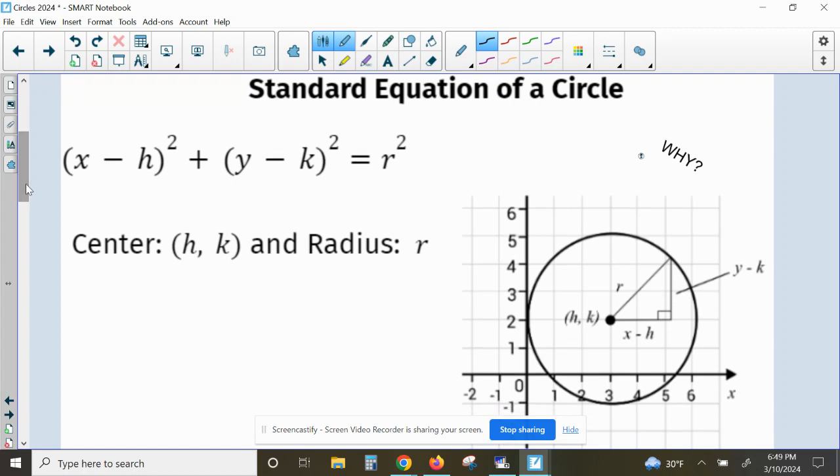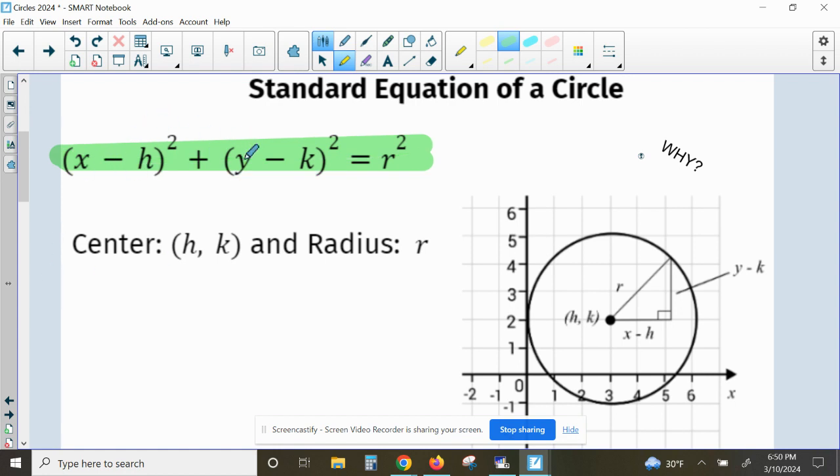So just like when we had lines, linear equations, we had the standard form like y equals mx plus b that we used all the time. And it was very nice because all you needed was the slope and the y-intercept. Now the same thing goes for the equation of a circle. So right here is the equation of a circle.